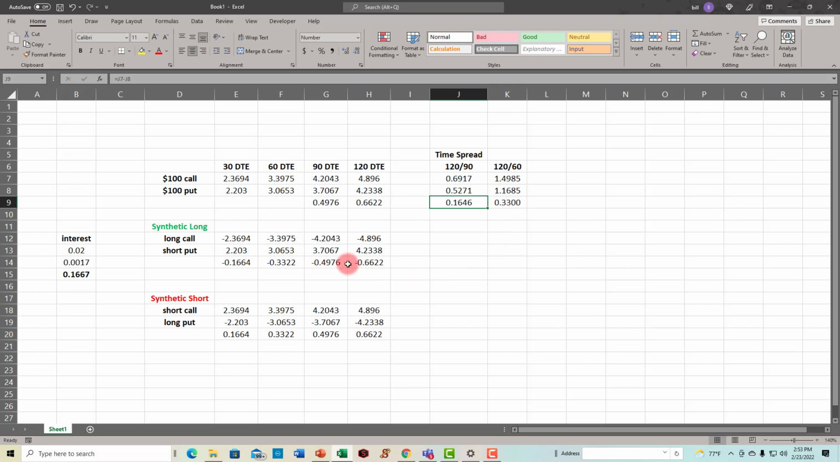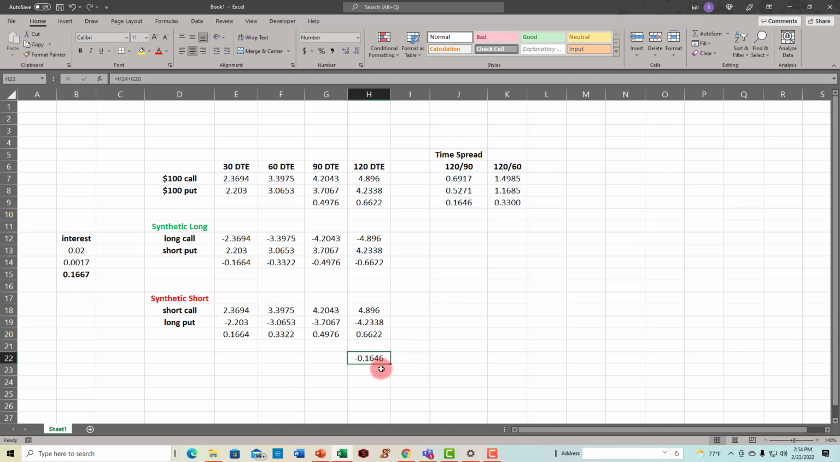So now let's see if the synthetic long and synthetic shorts line up with our time spreads. So watch this. Let's grab a blank cell, and let's say that we buy the synthetic long here, but we close it out with the 90-day synthetic short. We're therefore buying it for 100 and selling it for 100. What's the cost? Right there, 16.46 cents, exactly the same as the time spread.